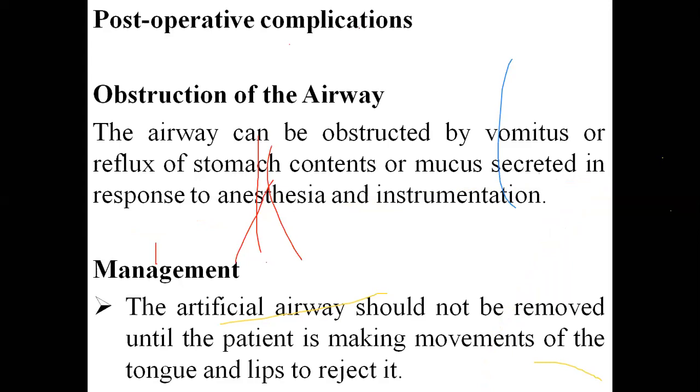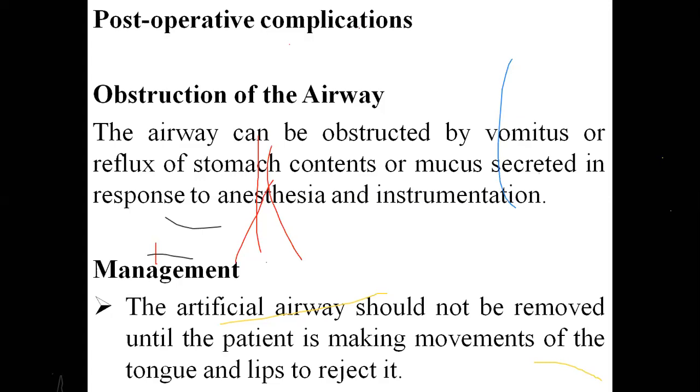Once there is nothing much in the stomach, then the possibility of a reflux or aspiration of stomach content will be reduced. But that is a possible complication that can arise from the operative procedure. The use of anesthesia causes increased secretion of mucus, and so do some instrumentation used in performing the surgery. So the management now: the artificial airway should not be removed until the patient is making movement of the tongue and lips to reject it.